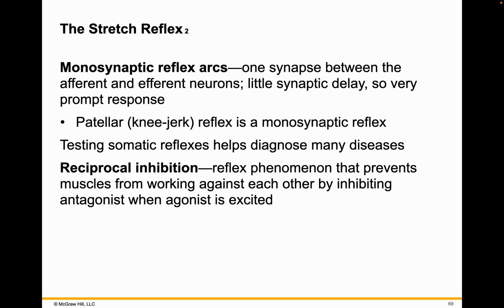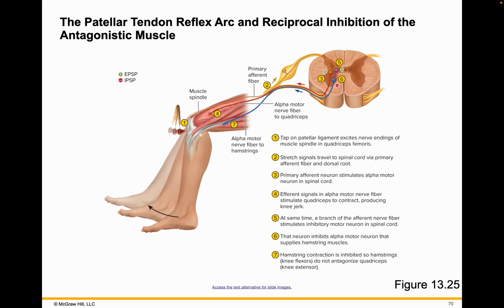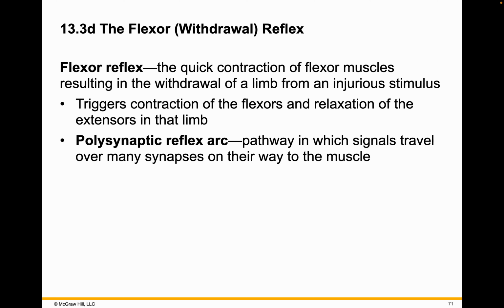There is reciprocal inhibition, a reflex phenomenon that prevents muscles from working against each other by inhibiting the antagonist while the agonist is excited. The flexor reflex is the quick contraction of a flexor muscle that results from withdrawal of a limb from an injurious stimulus. It triggers contraction of the flexors and relaxation of the extensors in the limb. This is a polysynaptic reflex arc, a pathway in which signals travel over many synapses on their way to the muscle.